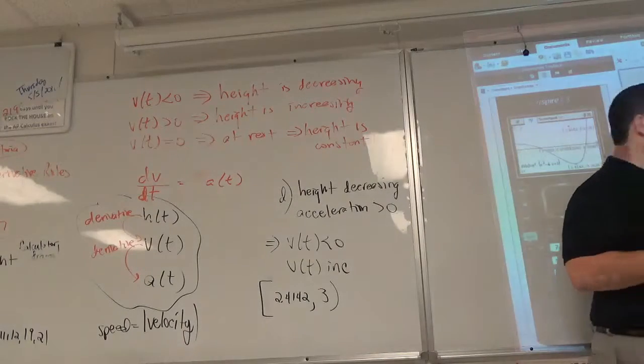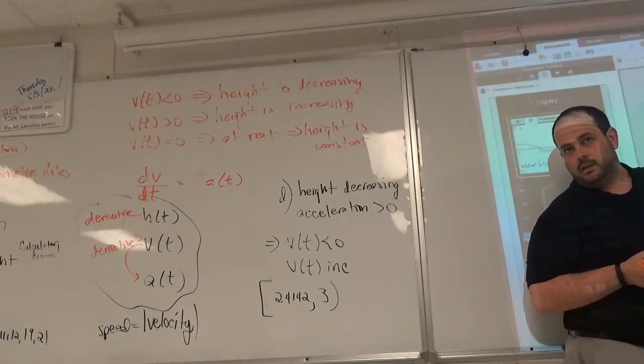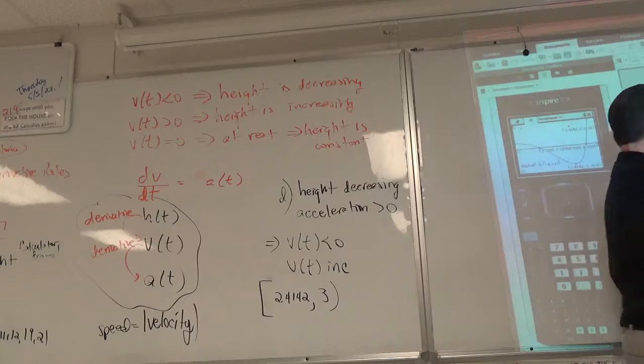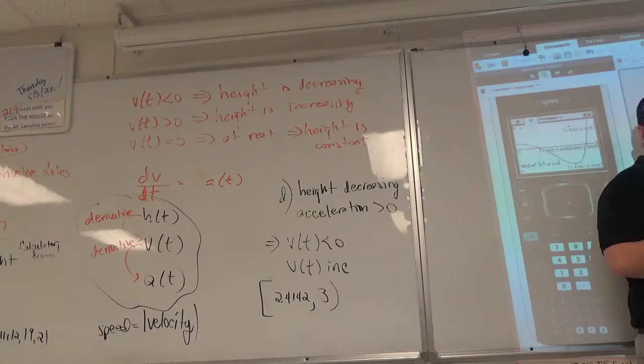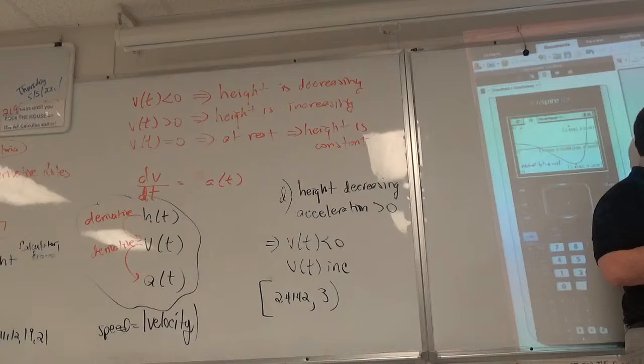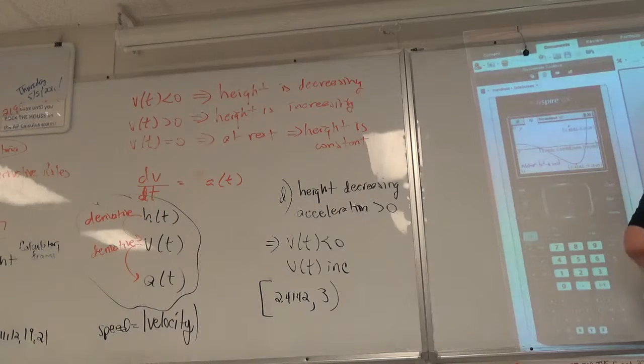On this next interval, what's happening with the speed? Increasing. Speed is increasing, but if all you see is velocity, you've got to tell me two things that you know for sure about velocity. Decreasing. Velocity is decreasing and? Negative. So velocity is negative and velocity is decreasing.